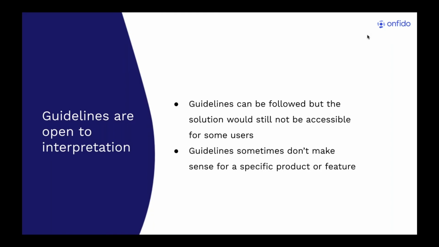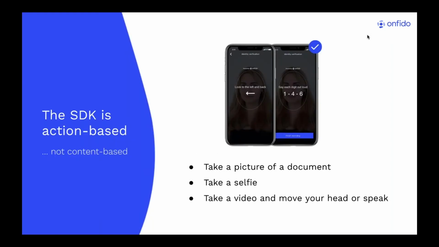And also sometimes the guidelines don't make sense for a specific product or feature. This is our case with the SDK, which is very much action-based and not really content-based. The product our users have to use requires them to do actions and not only read content. For example, they need to take a picture of an identity document, they need to take a selfie, or they need to take a video of their face while they're moving. Those are things that are already quite complex for everyone, and they can be even more complex and almost impossible for people with disabilities. So we had to find ways to explain those actions, to make people understand and to allow them to use our product.